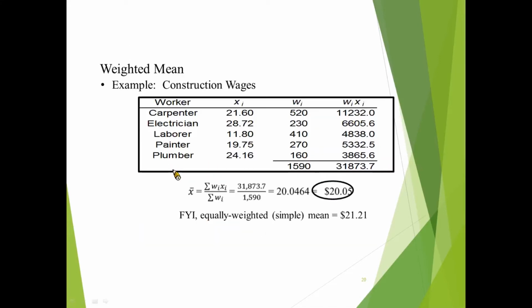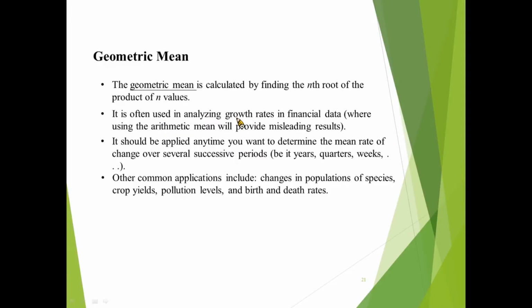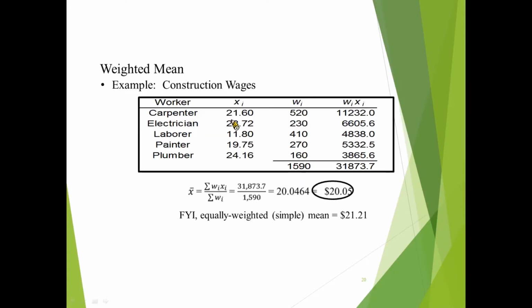Okay. So you can see he does the 21.6 plus 120. Okay, so the sum of w_i x_i divided by the sum of w_i. So this is the w_i. Okay.